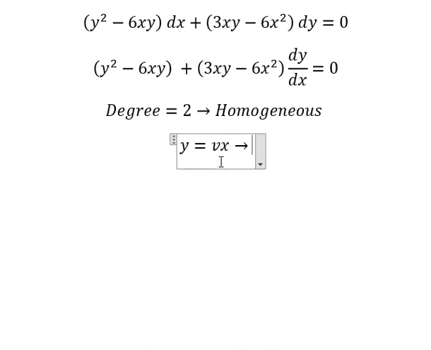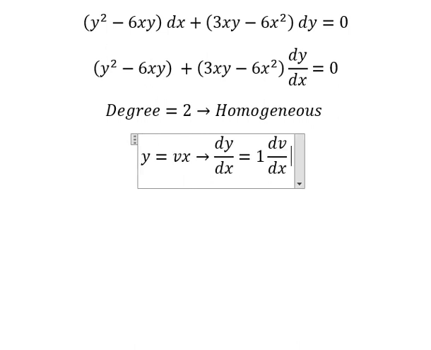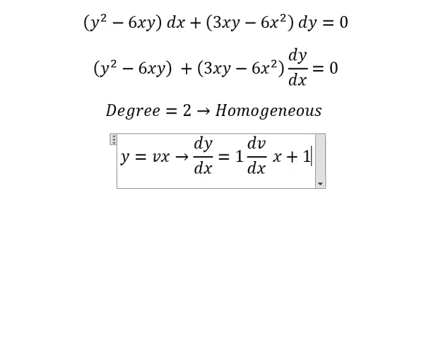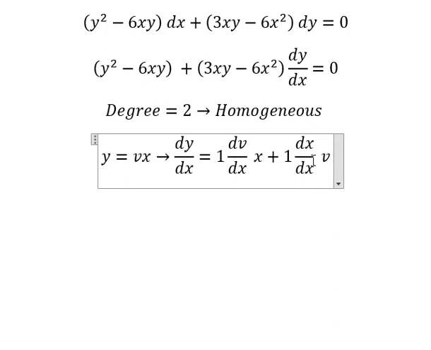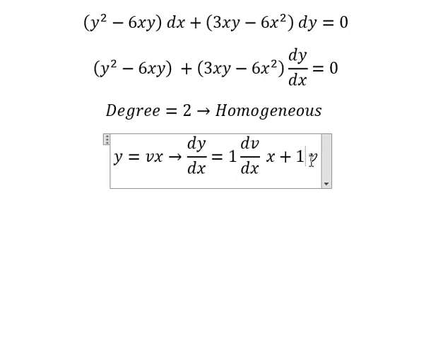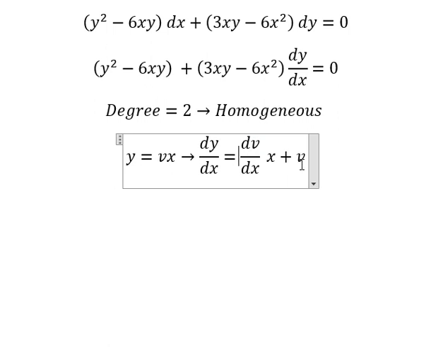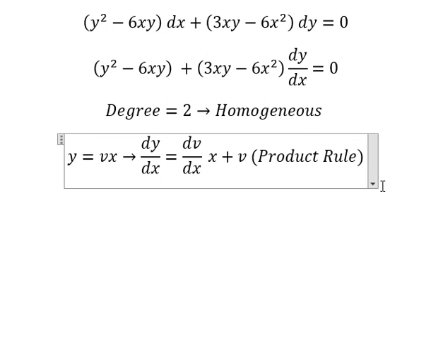Later, we need to do the first derivative for both sides. First derivative of v, we have number 1, dv over dx multiplied by x. First derivative of x, we have number 1, dx over dx multiplied by v. So this one we simplify, and that is number 1, and we can put it like this. And this is about the product rule of the derivative.